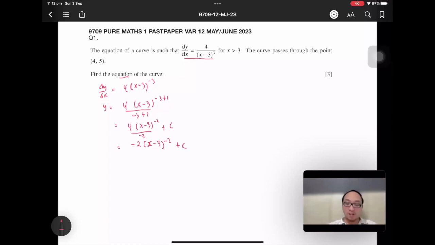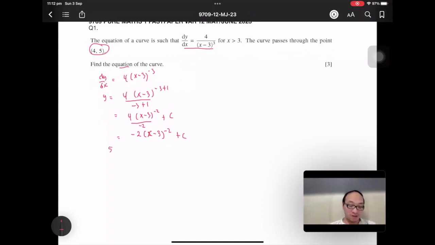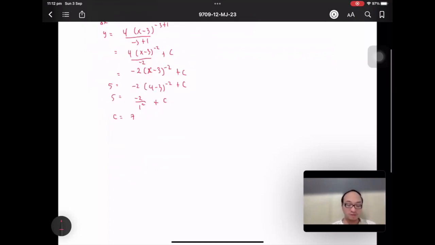And then to find the c, we have to substitute the coordinates (4, 5). So 5 equals negative 1/2 times (4 x 4 - 3) to the power of negative 2, plus c. So 5 equals negative 1/2 over 1 squared plus c. So c equals 7. So that means the equation will be y equals negative 1/2 times (4x - 3) to the power of negative 2, plus 7. That's it.